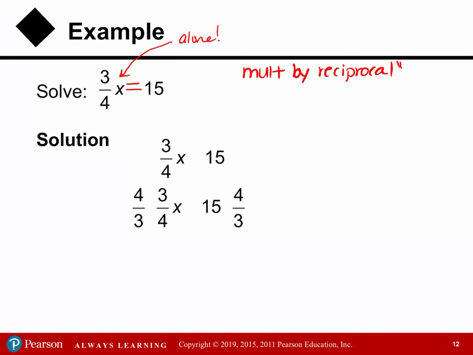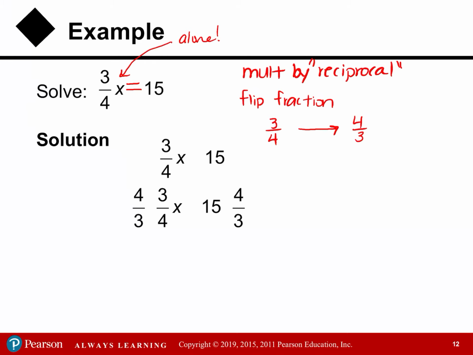And a reciprocal is just the flip of a fraction. Flip of a fraction isn't really a correct term. We say reciprocal, but that's a good way to help you remember. So since we have 3 over 4, what would be the reciprocal? The reciprocal would be 4 over 3.